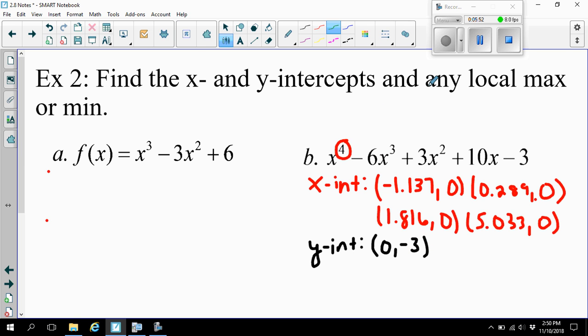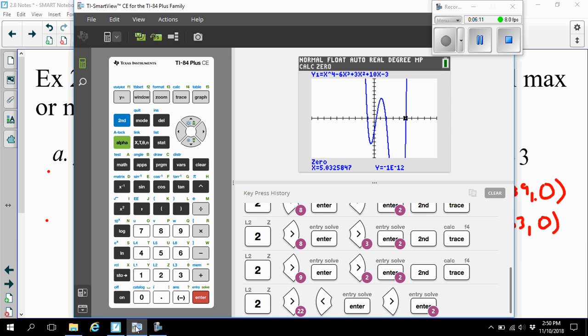Okay. Now our next thing is our local max and mins. So let's first talk about local mins. That means it's the lowest point on the humps, okay? Anytime you have a hump and it's at the lowest point, that is a local min. So let's look back at our graph. Now remember when we talked about this, I said we don't see the entire graph.